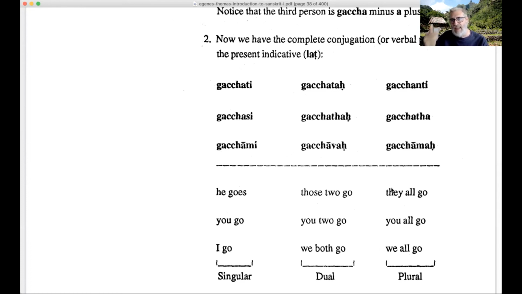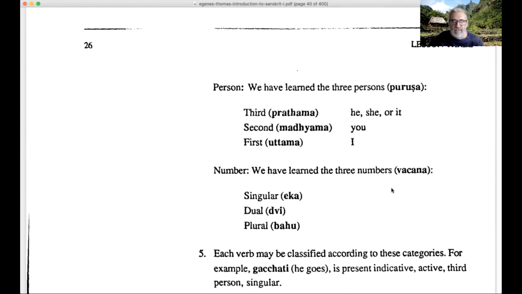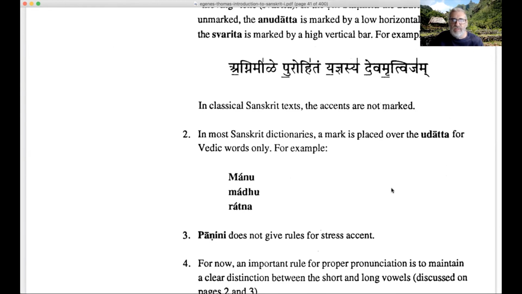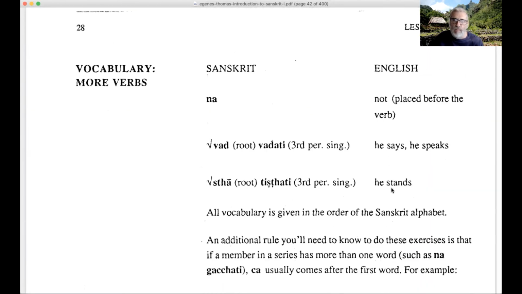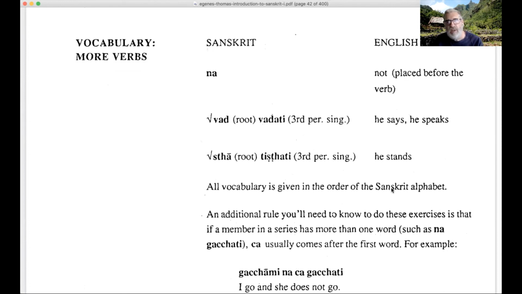Mlayati, mlayataha, mlayanti, mlayasi, mlayataha, mlayata, mlayami, mlayawaha, mlayamaha. Got it? So yep. All of these we already know. So all we have to do is learn, forget about learning the roots, because the roots sometimes are different from the stem, which we add the endings to. In the case of star, so down here we had star. The stem is so much more important, because the stem will take form.